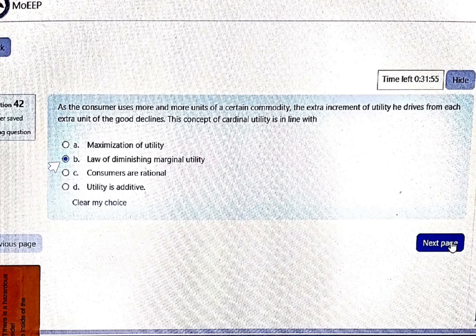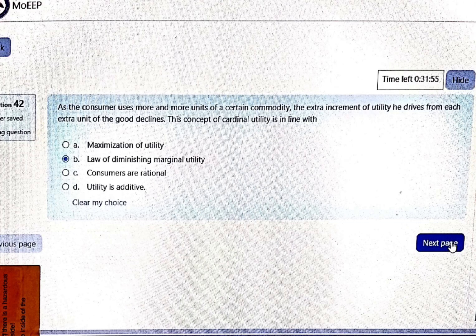So, why are the other options incorrect? A, maximization of utility, this is a goal of the consumer, not the principle described, okay? C, consumers are rational. This is a general assumption, not about declining utility, okay? And D, utility is additive. This refers to total utility being summed, not declining marginal utility, okay? So the final answer is law of diminishing marginal utility.